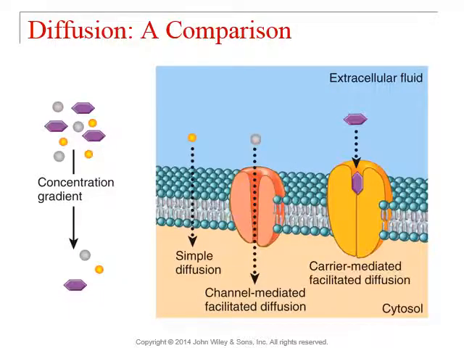So here you see the comparison. Very simply, all of these are going from a higher concentration to a lower concentration. For example, in simple diffusion, you'll see water, oxygen, and carbon dioxide passing right through the bilayer without much of an issue. If they're charged ions, in particular your calcium, potassium, sodium, and so forth, these go through channel-mediated facilitated diffusion. As long as the channel pore is open, it'll pass through the channel from higher to lower concentration.